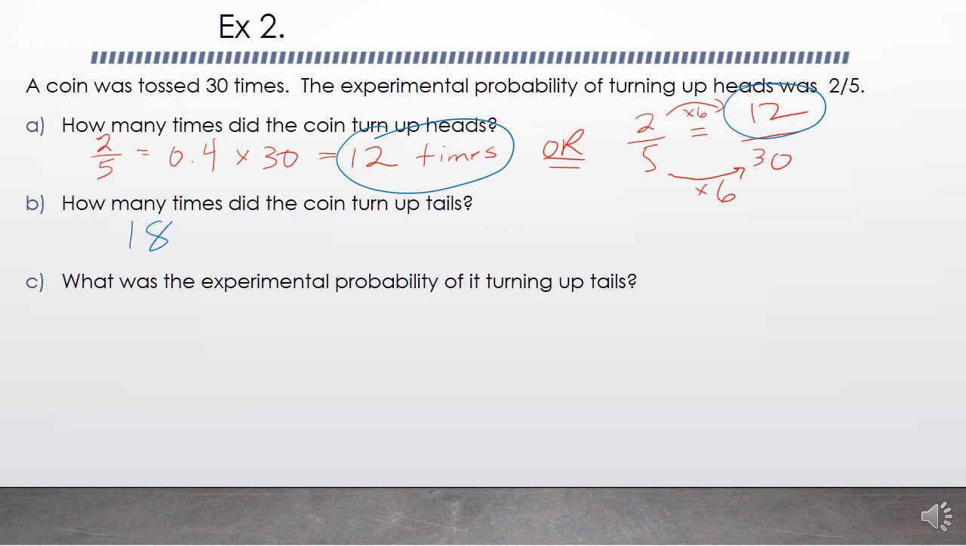Part C, what was the experimental probability of turning up tails? So capital P for probability. And if you're wondering why we didn't do that for A or B, it wasn't asking you for a probability, it was just asking you for how many times did something happen. So P of tails, we know it came up 18 times out of 30 flips.